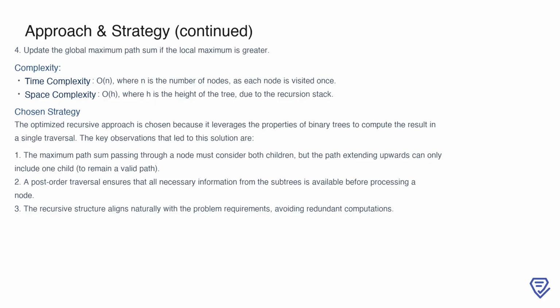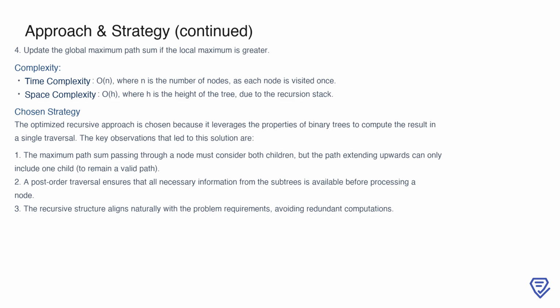First, it calculates the maximum path sum from the left and right subtrees. Then, it determines the extendable path sum at the current node, which is the value of the node plus the larger of the left or right subtree sums, but only if those sums are positive.